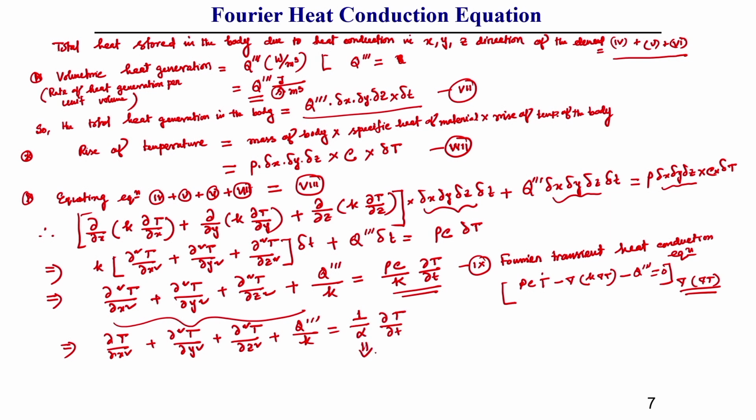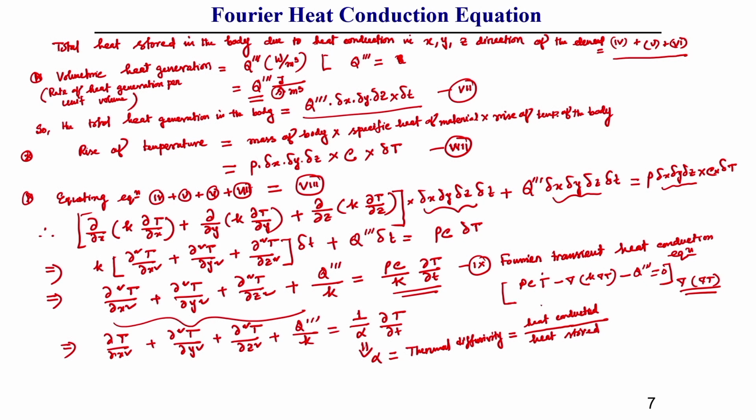What is this alpha called? This alpha is called thermal diffusivity, this you should keep in mind. What is the significance of this thermal diffusivity? Thermal diffusivity means heat conducted divided by heat stored.